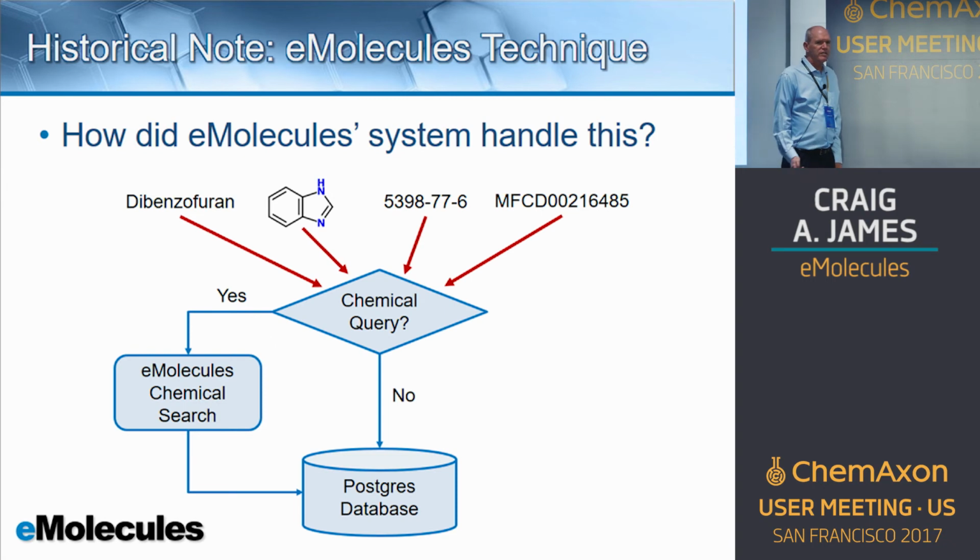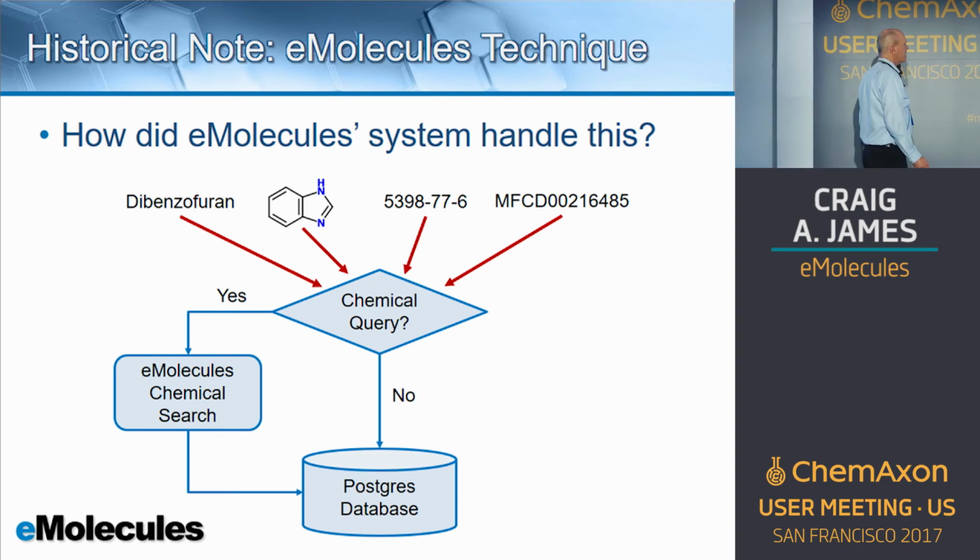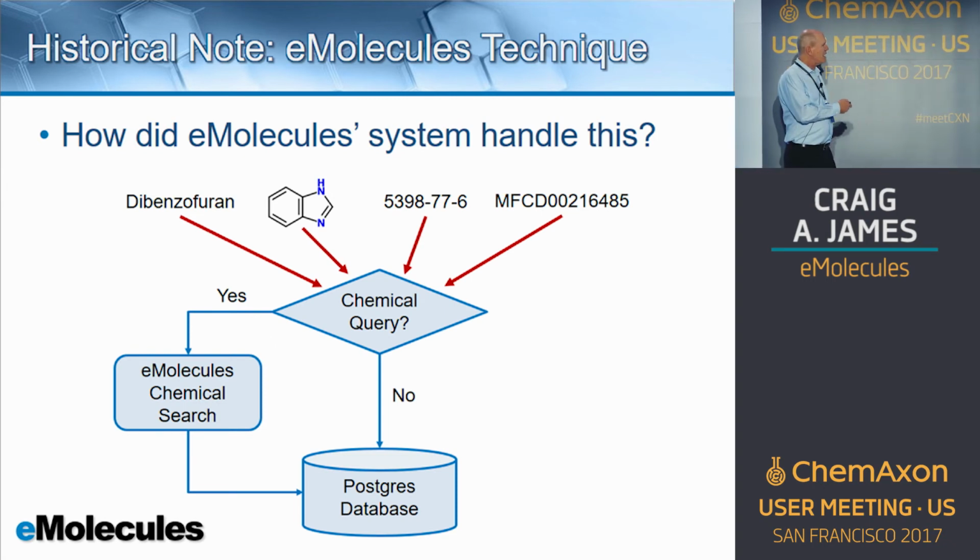So how does our current system handle this? Well, this is just a very broad architecture of the thing. We have at the top all the different queries that might come in: names, CAS numbers, MFCDs, and structures. The main application looks at the query and says, is this a chemical query? If it is, it sends it over to the eMolecules search engine. That's the one we're using now. If it's not, it does the query directly in Postgres. If it is a chemical one, it finds the answers and sends those to the Postgres database.